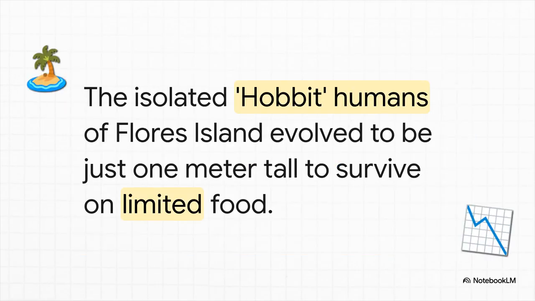And nature is just full of these incredible stories, right? Take the hobbit humans from the island of Flores in Indonesia. These ancient relatives of ours evolved to be only about a meter tall. So why would that happen? Well, on an isolated island, food is scarce. A smaller body needs fewer calories. It was a brilliant evolutionary solution to a tough problem.